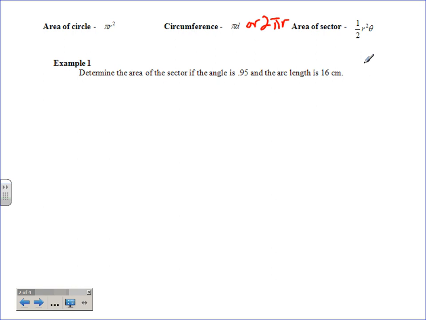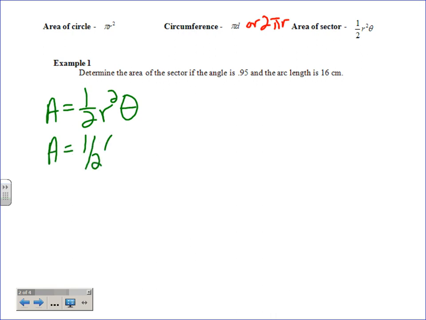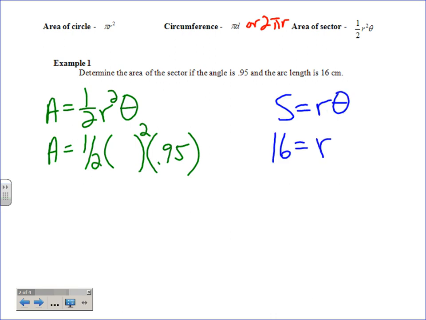Example 1 says, determine the area of the sector if the angle is 0.95. Well, that's radians because there is no degree symbol there. And the arc length is 16. Well, I know area is 1/2 r squared theta, but if I try to fill this in, I've got 1/2, I don't know r, but I do know theta is 0.95. So we have to find the radius, which means we use the other formula, because we know the arc length is 16. We don't know r, but we do know this is 0.95. So you divide by 0.95.